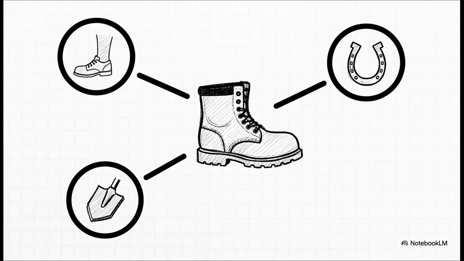Well, it all comes down to this. The verb to shoe isn't just one thing. It actually has three totally different meanings, and each one has its own story. So let's unpack them one by one.